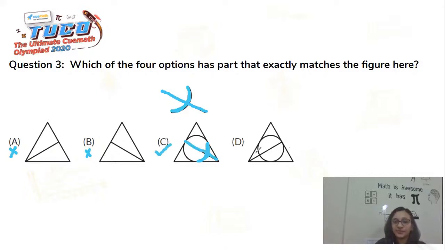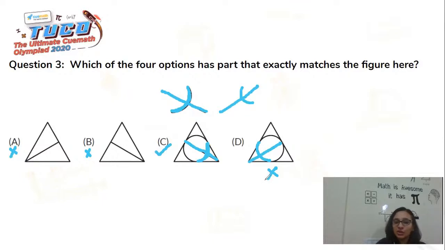Coming to option D, we have a curved line like this and there is a straight line passing through it. If you look, it looks a bit similar to what is there in the problem figure, but the difference is the orientation is different. The shape or the part which we have traced out right now is in this orientation. It's like it's been flipped. So it's not exactly the same as what is there in the question. So this also would not be the right answer to our question. The only correct answer to our question is option C.